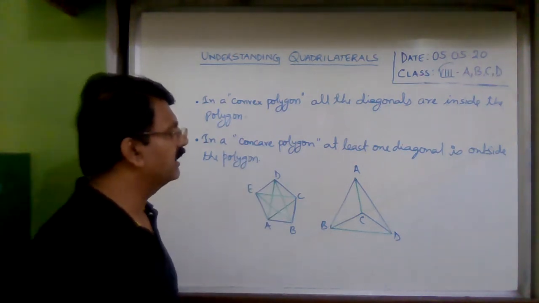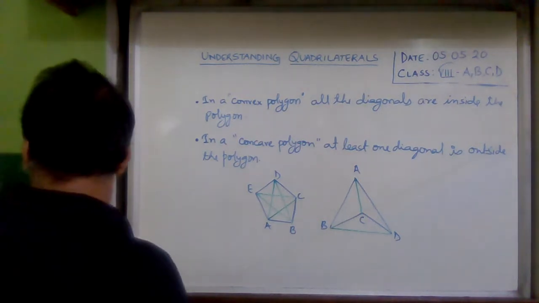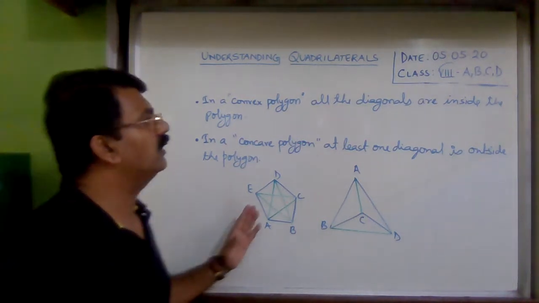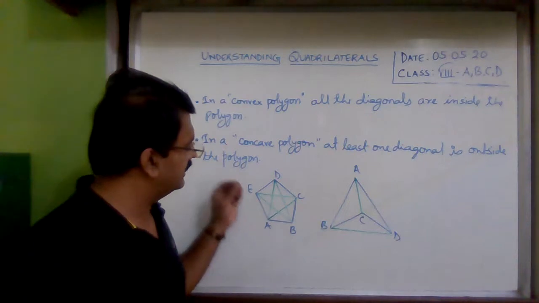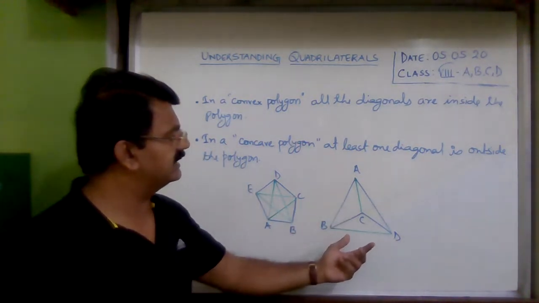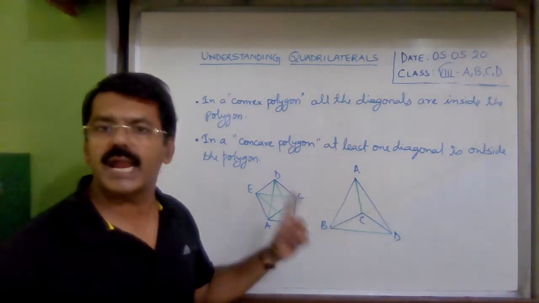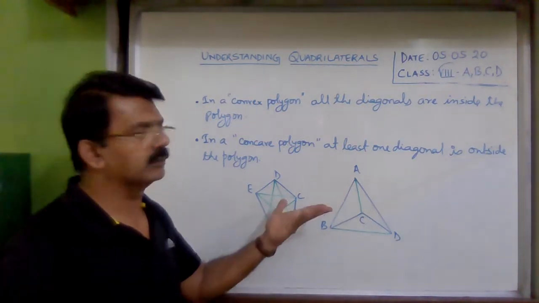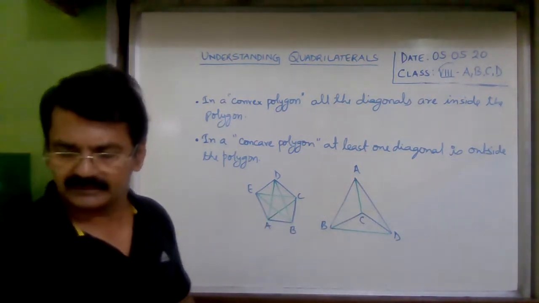But the diagonal AC is inside the polygon, whereas BD is outside the polygon. So always remember, in a convex polygon, all the diagonals lie inside the polygon, whereas in a concave polygon, at least one diagonal lies outside the polygon. Clear?